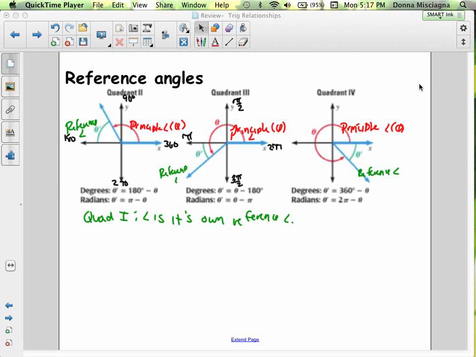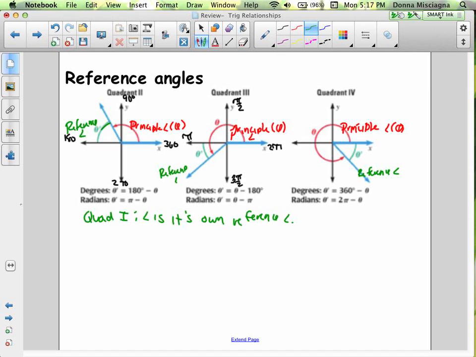Reference angles are angles between 0 and 90 degrees. They're greater than 0 and less than 90, or in radians, between 0 and pi halves. The reference angle goes from the terminal side of a principal angle straight to the x-axis, the fast way. For instance, if we have an angle in the second quadrant, the fast direction would be from the terminal side right to the negative x-axis.